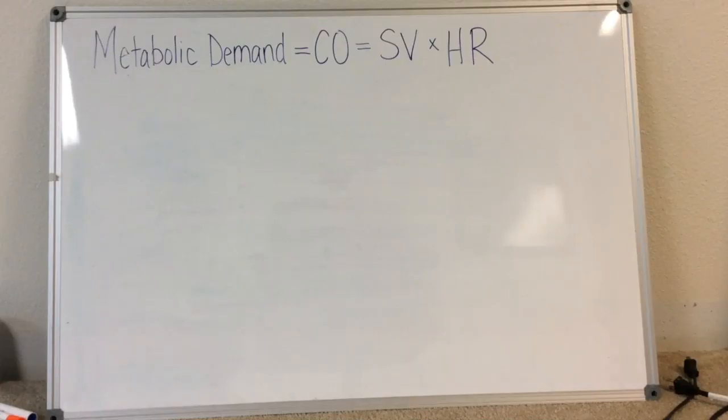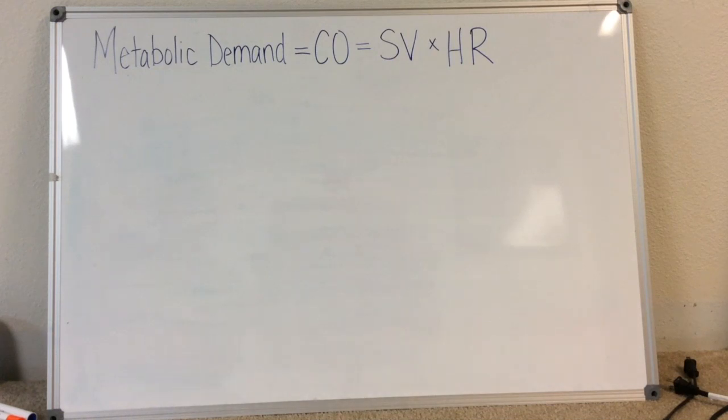Metabolic demand is the amount of energy that our body needs at any given moment. Cardiac output is the amount of blood pumped from one ventricle into a system during 1 minute. Stroke volume is the amount of blood that's pumped out of the ventricle every time it contracts. Heart rate is the number of times the heart beats in a given minute.